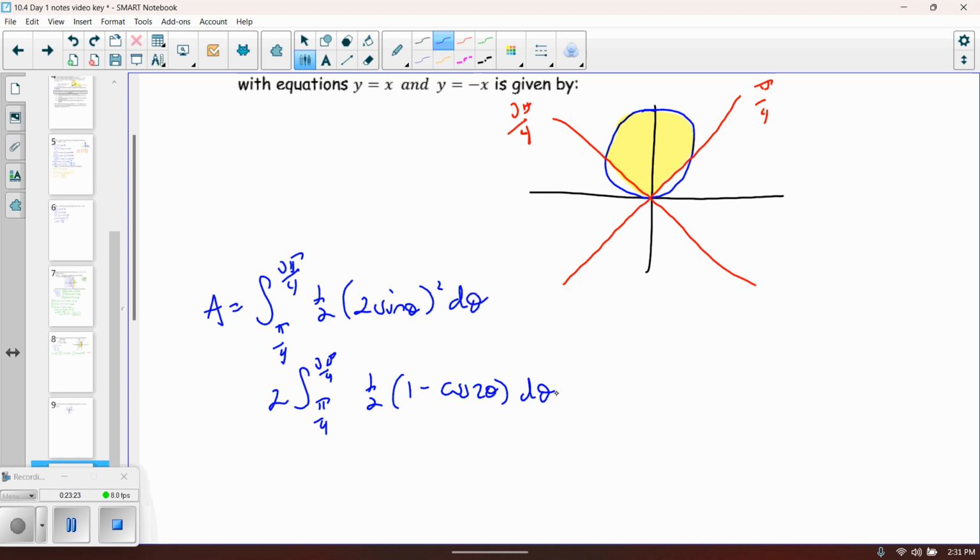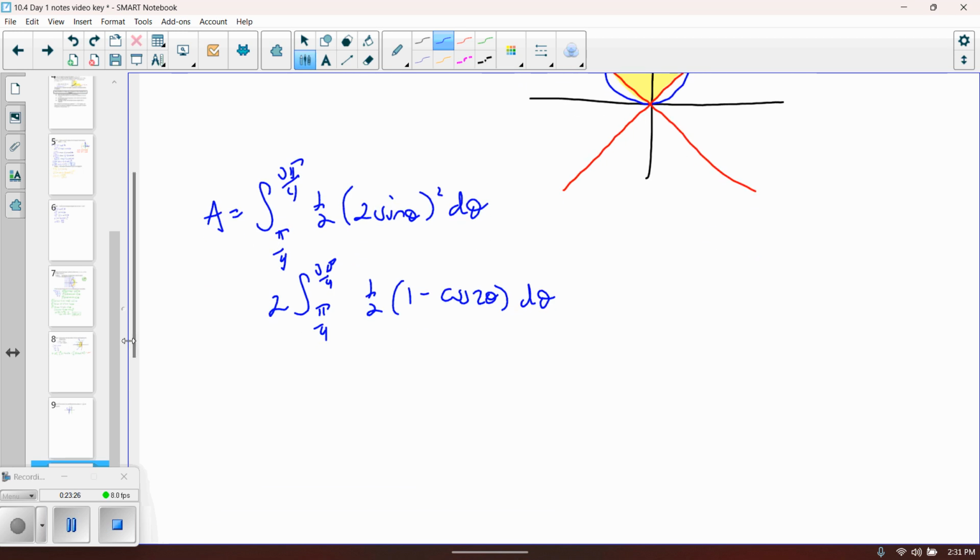I can pull the 1/2 out to the front, multiply it by the 2. My coefficients are basically gone. Actually, I don't need to rewrite that part anymore. I can take the antiderivative of the inside, and we get theta minus 1/2 sine of 2 theta evaluated from pi fourths to 3 pi fourths.